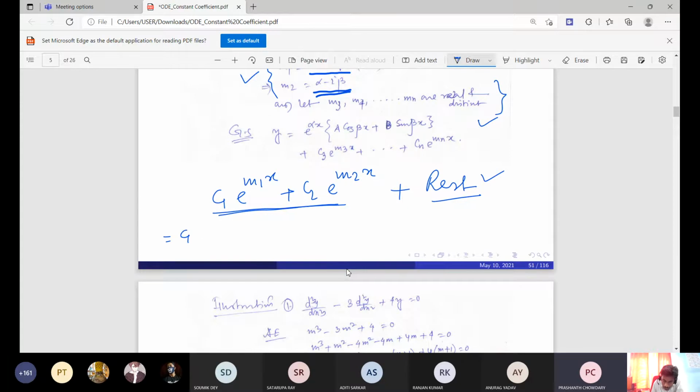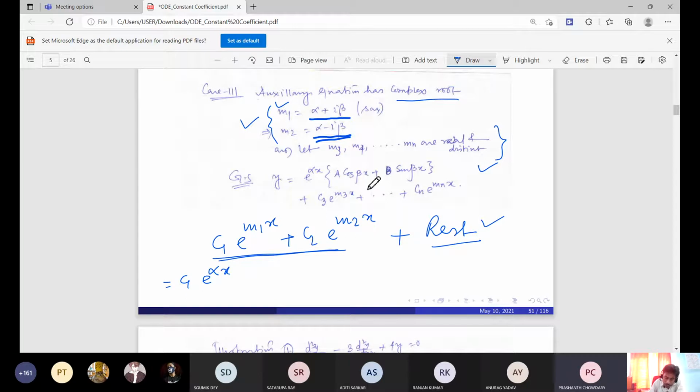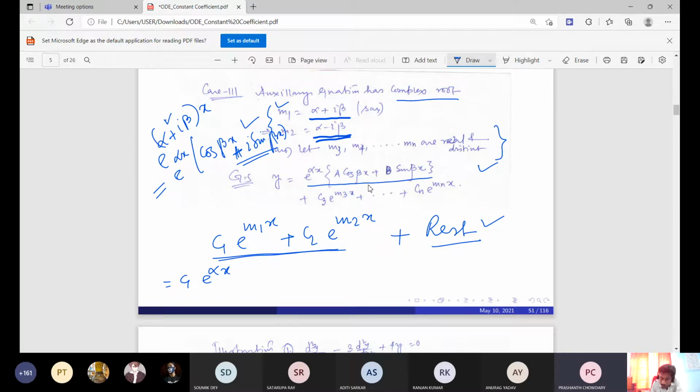So it will be C1 e to the power alpha x. You can arrange the term: e to the power alpha plus i beta into x. In complex form, you can easily write it as e to the power alpha x into cos beta x plus i sine beta x. Likewise, if you write alpha minus i beta in place of alpha plus i beta, accordingly here the sign only will be minus. So if you do some calculation, then you can write the solution in this way.